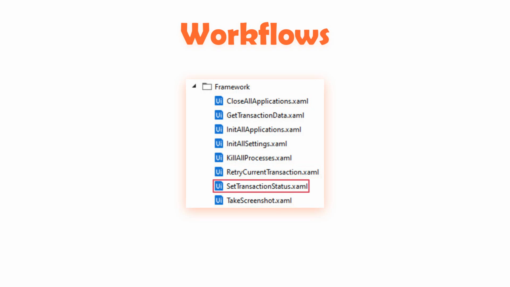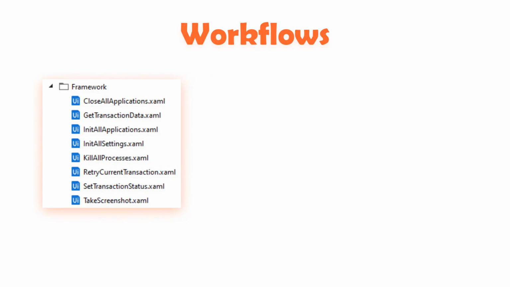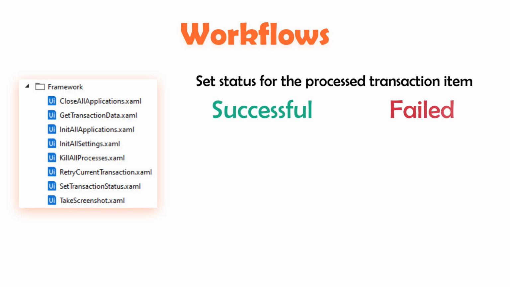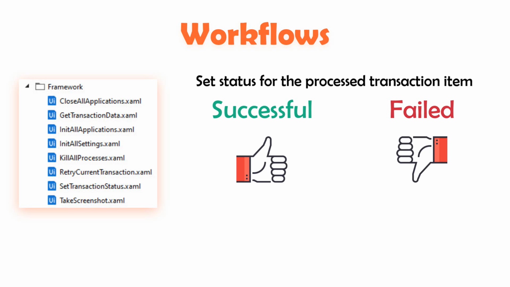Let's start with the first one, set transaction status. We use this workflow to set the status for the transaction item, after processing it. Here we have two options: successful and failed. Either the item is successfully executed without any errors. In this case we set the item as successful. Or we had an exception during the execution of the item. It means we have either system exception, or business exception, or any other exception types. In this case we set the item as failed.